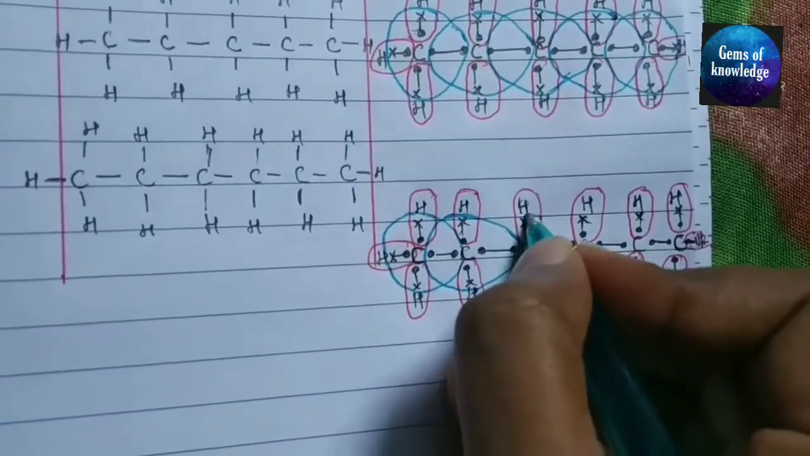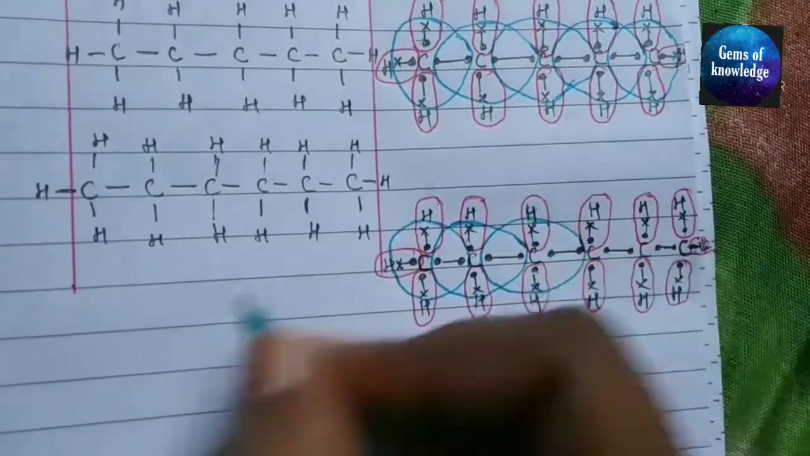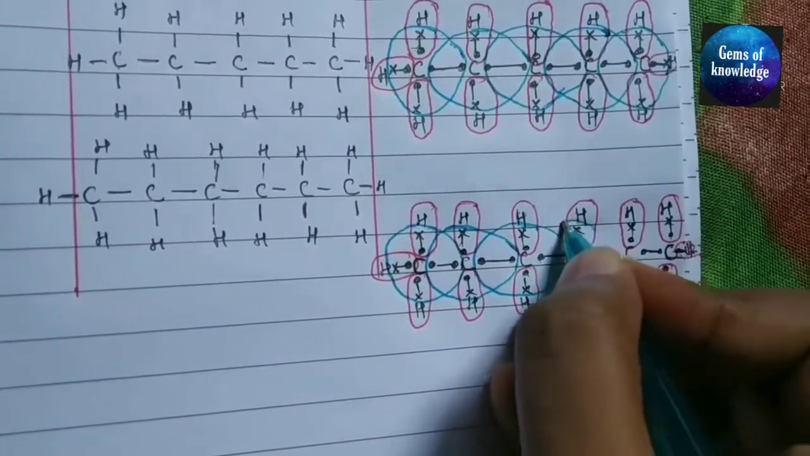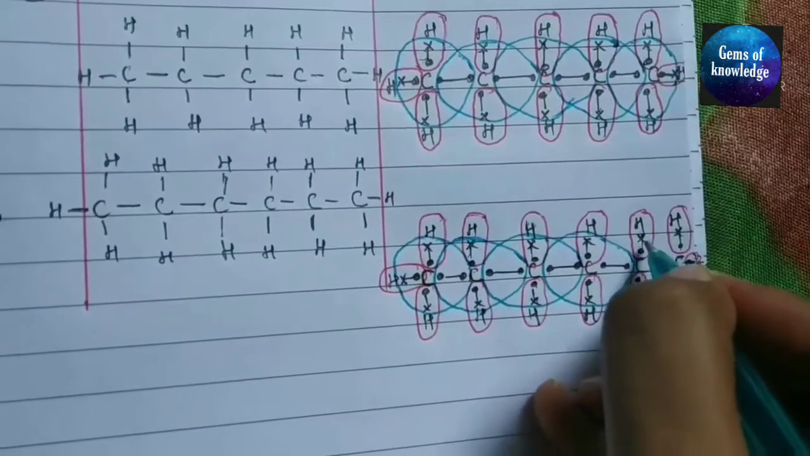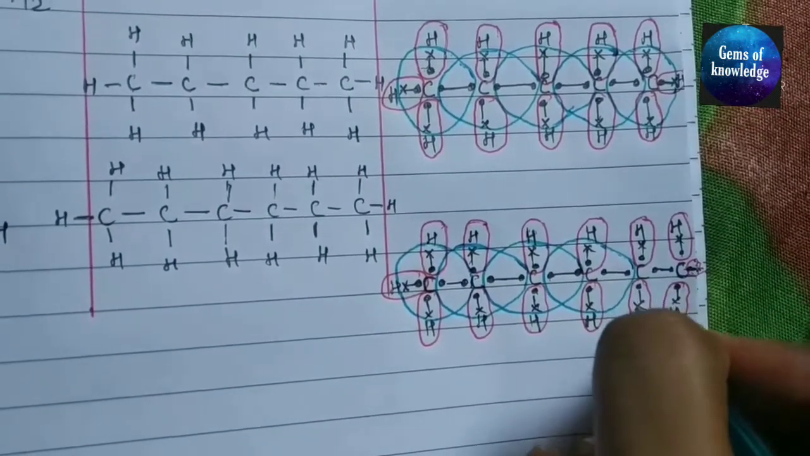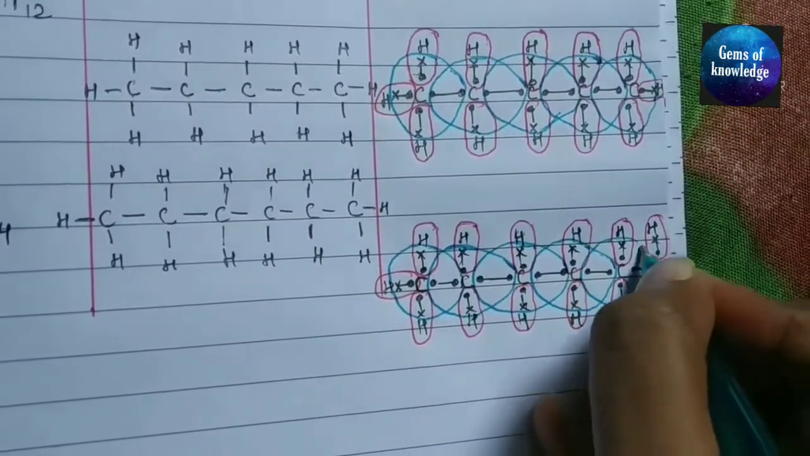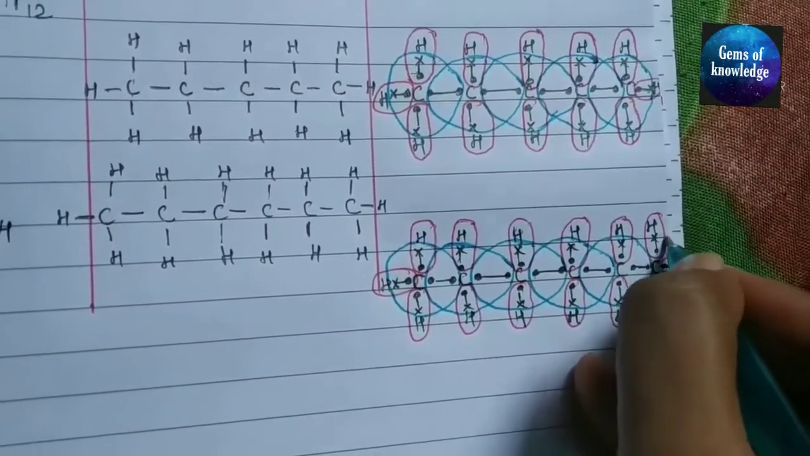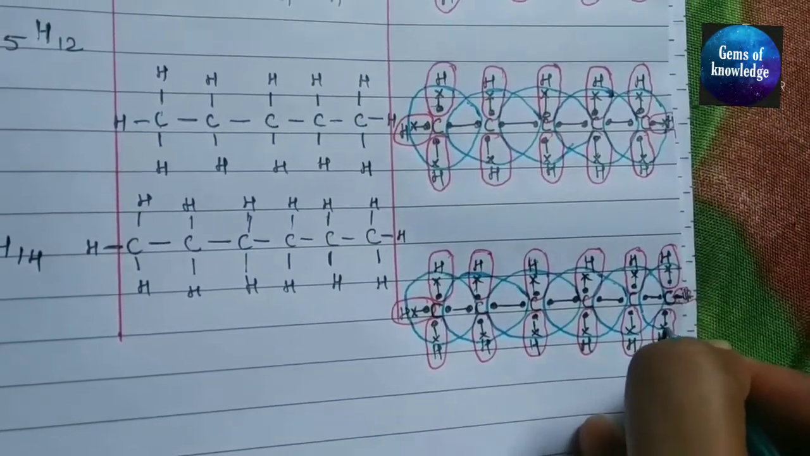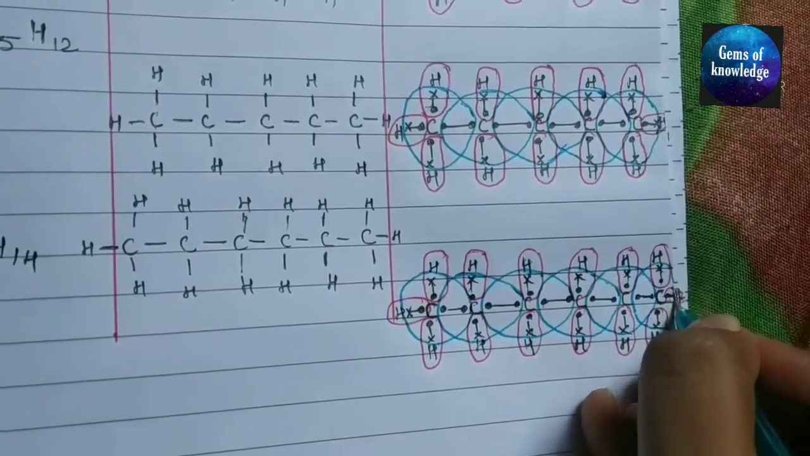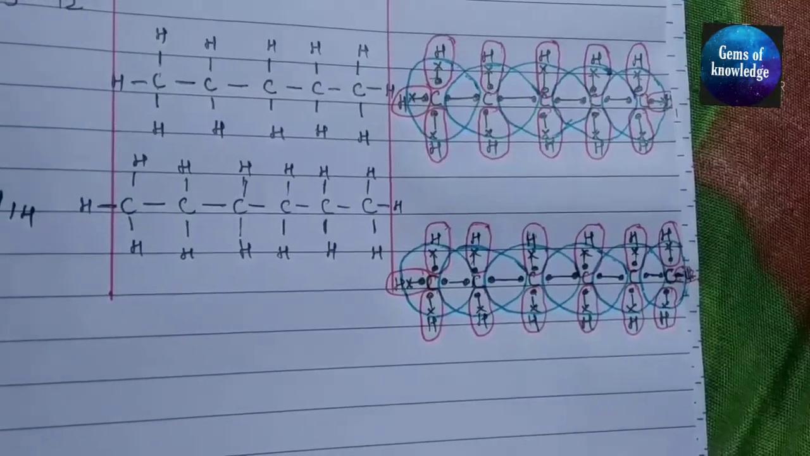Next, 1, 2, 3, 4, 5, 6 and 7, 8. Next, the same again, and again. Then again 1, 2, 3, 4 from here, 3, 4. Then 5, 6 from here and here also 7, 8. This is the structure for hexane.